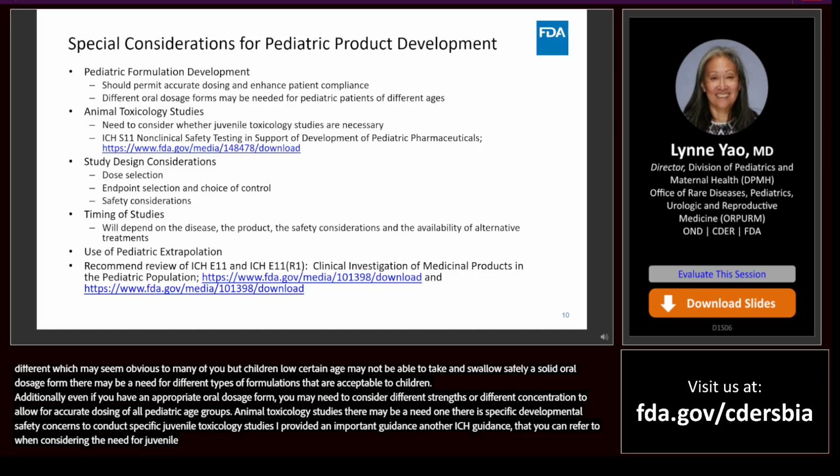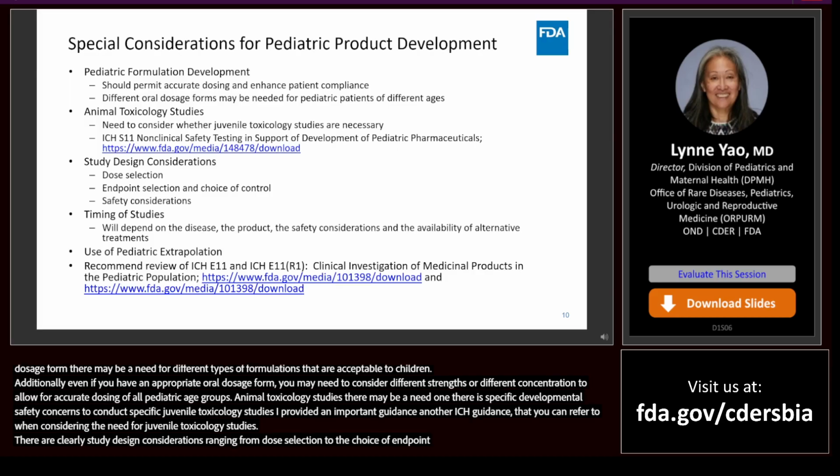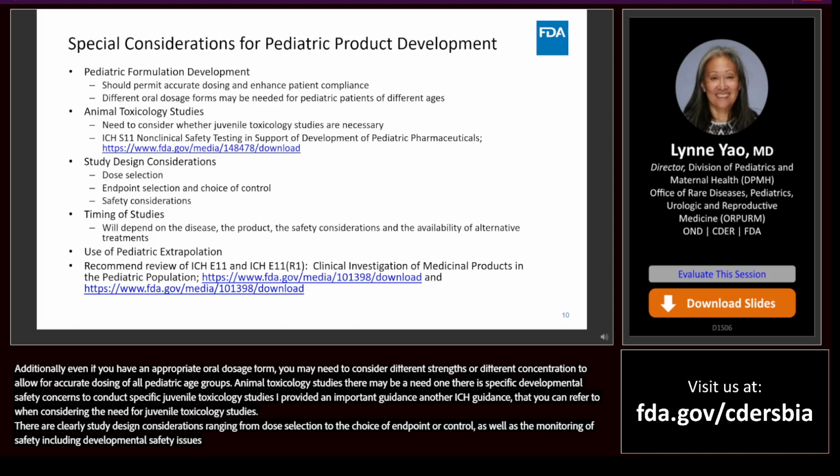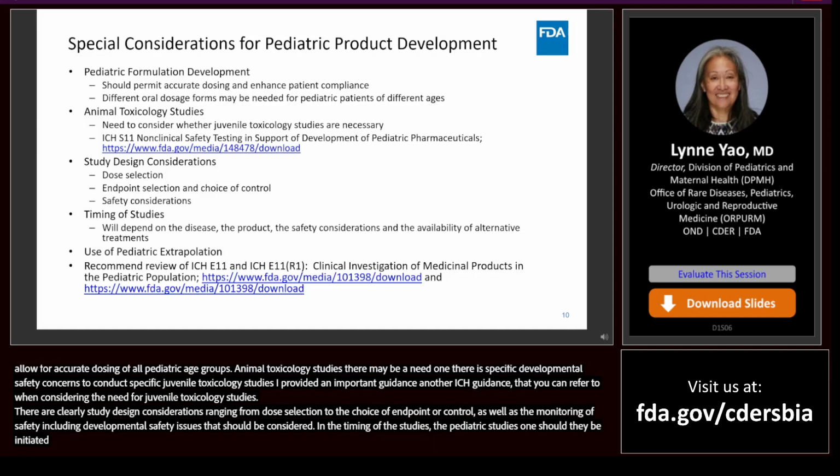There are clearly study design considerations, ranging from dose selection to the choice of endpoint or control, as well as the monitoring of safety, including developmental safety issues that should be considered. And then the timing of the studies. When should the pediatric studies be initiated relative to the initiation or the completion of adult drug development?